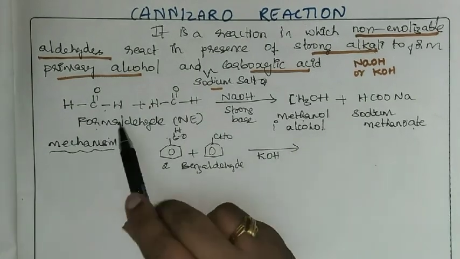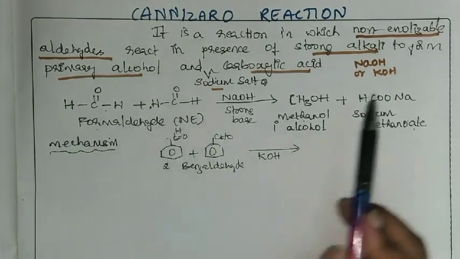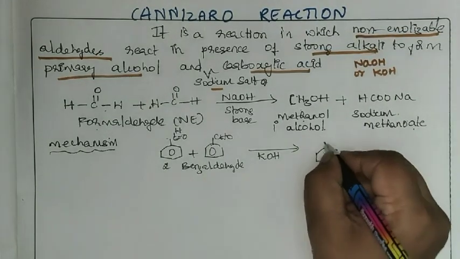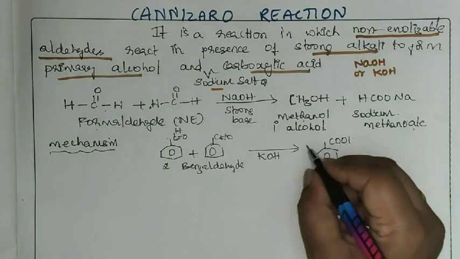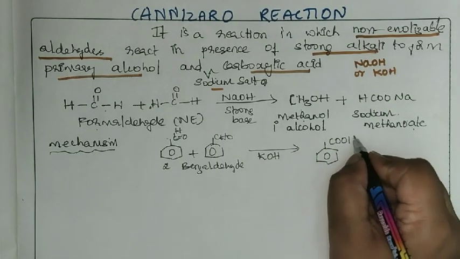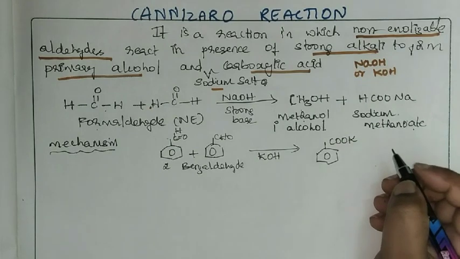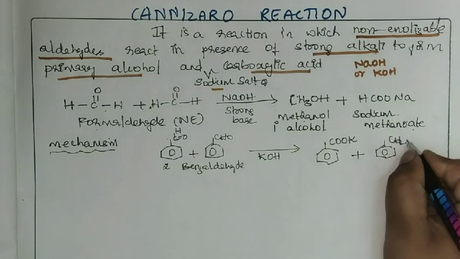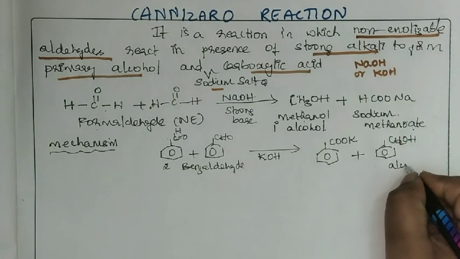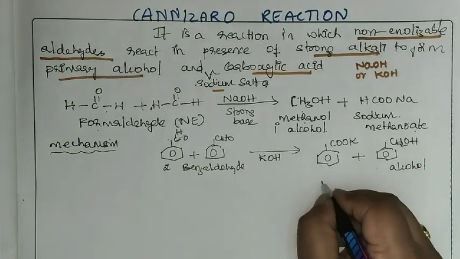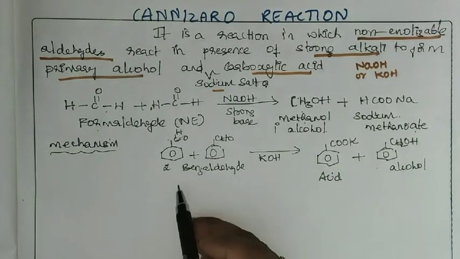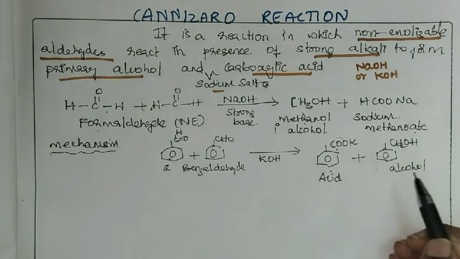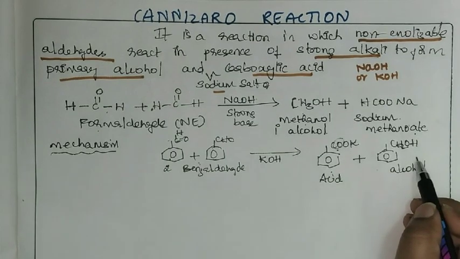So here one molecule is giving alcohol, one molecule is giving acid. One molecule, that is benzaldehyde, will give benzoic acid. Here the potassium salt of the carboxylic acid will form, and the benzyl alcohol. So this is alcohol and this is acid. Here you can see one molecule is giving acid, where oxygen is added, and one more molecule is giving alcohol.